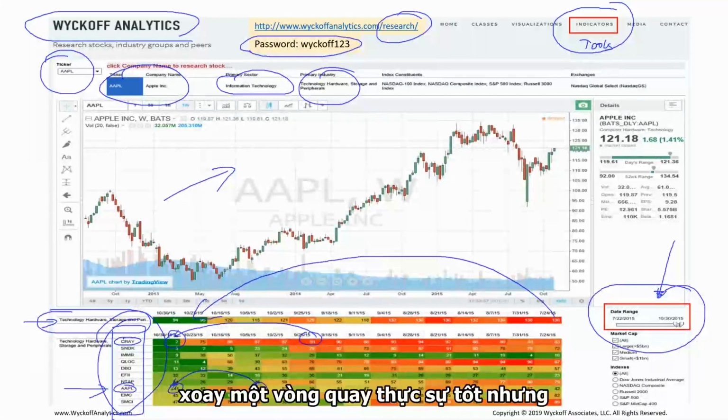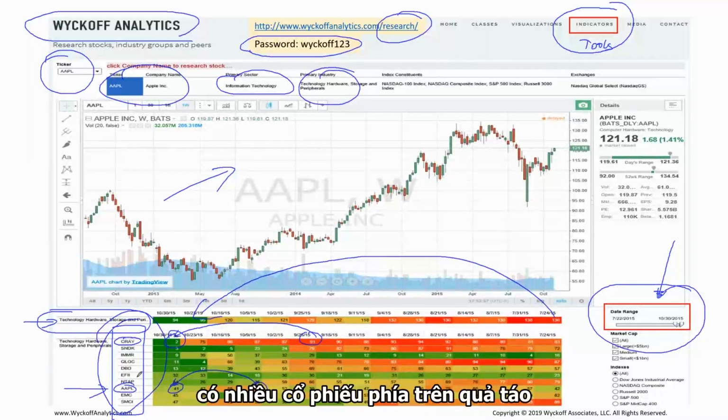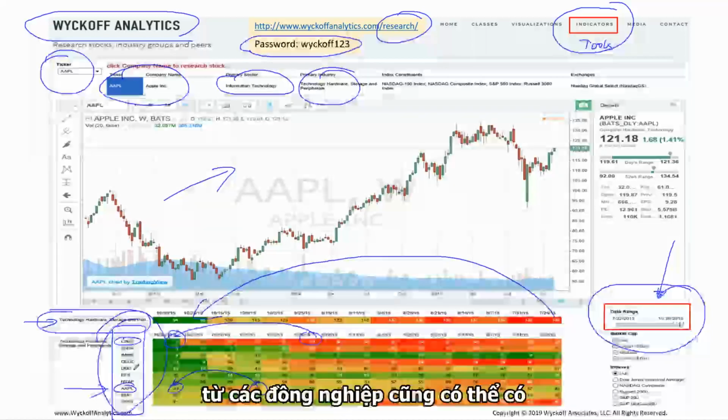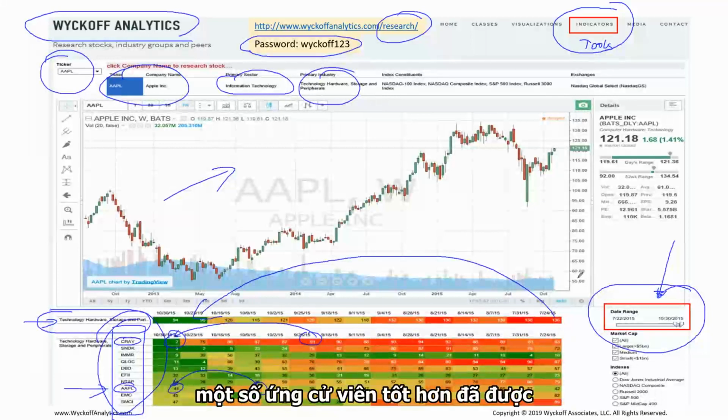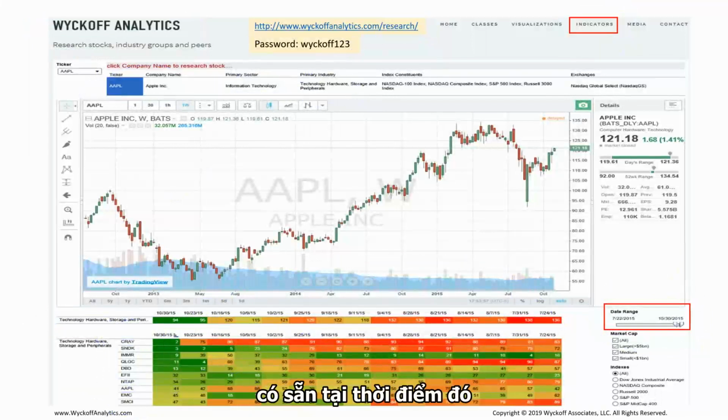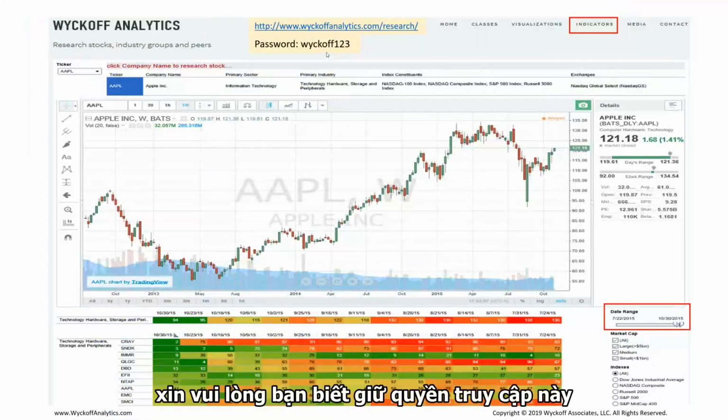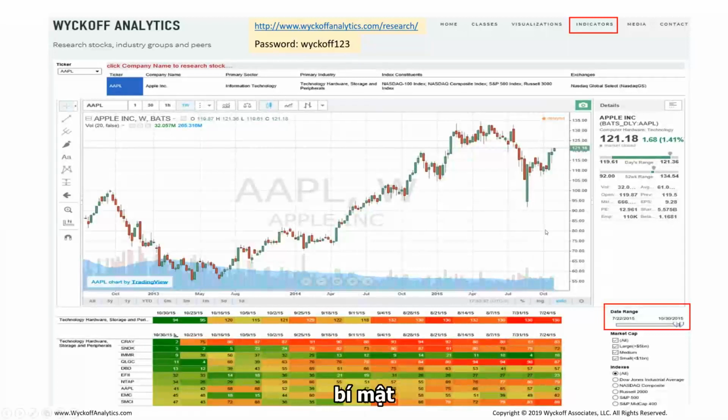Even though there is a rotation, a really good rotation, there are multiple stocks above Apple that are much stronger at this point in time. So we would have to think about what to choose from the peers as well. Maybe there are some better candidates that were available at that point in time. So use this page. It's updated each Friday, and please keep this access confidential.